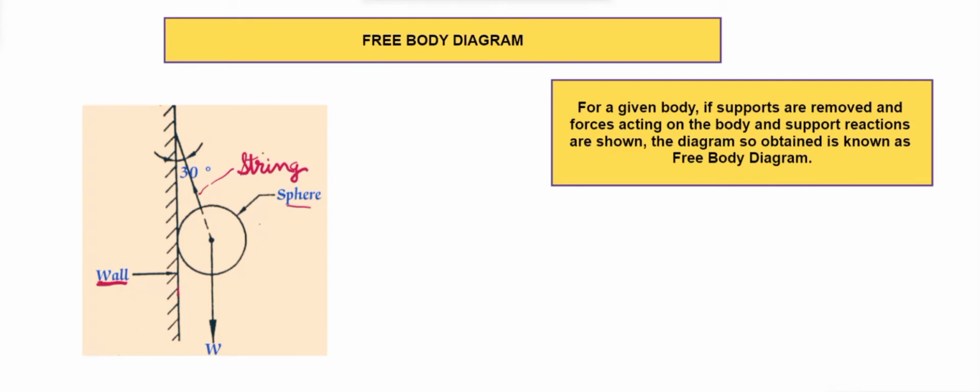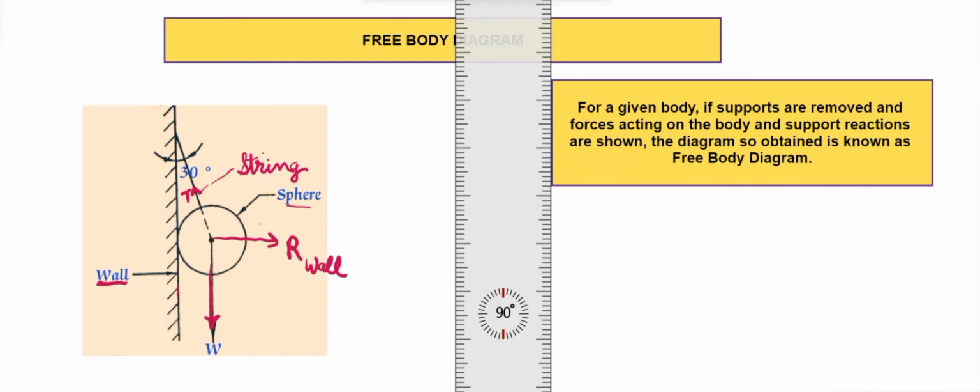Here if we want to draw the free body diagram of this system, then in this string tension will be acting, the weight of the sphere will be acting in the downward direction, and also from the wall a reaction will act on the sphere, which we'll show as R wall, and this we will represent in our free body diagram.